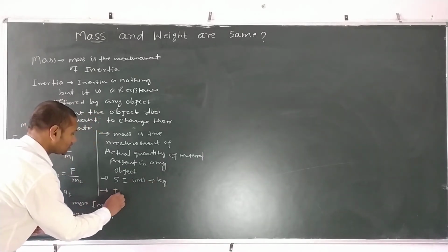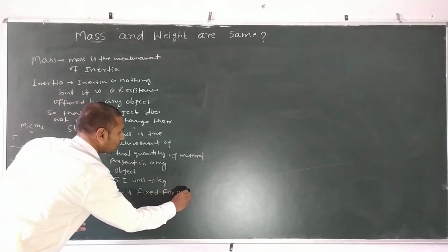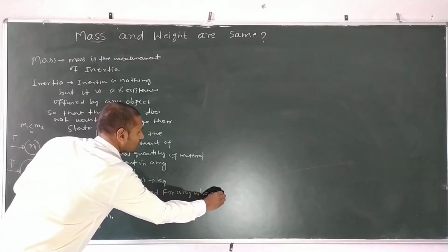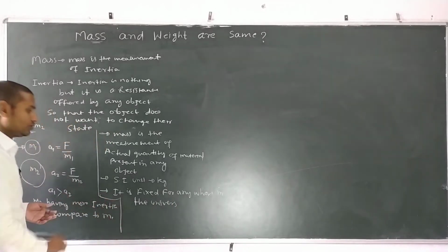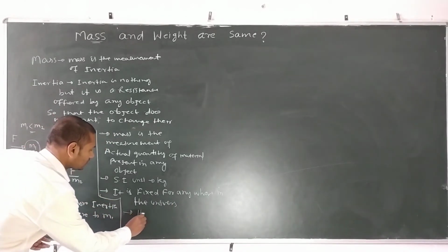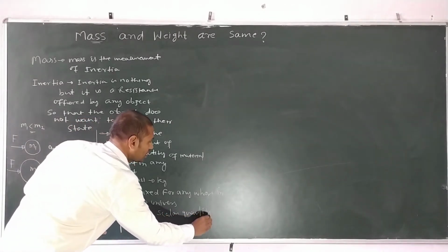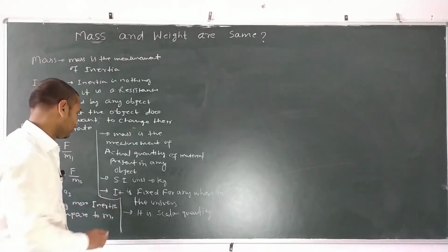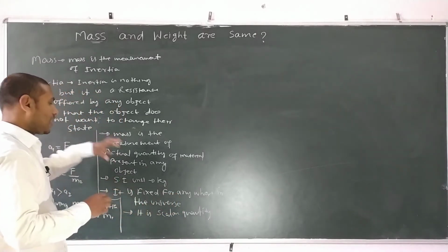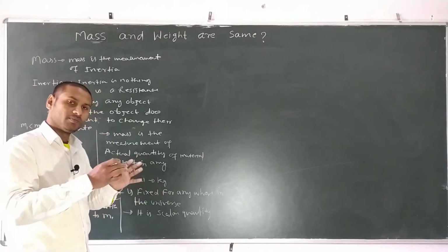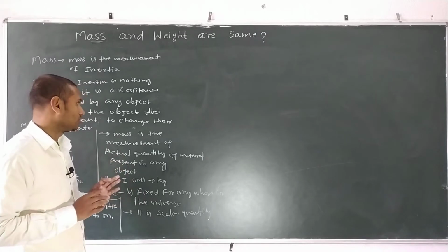It is fixed anywhere in the universe. It is a scalar quantity. It does not have any direction, so it is a scalar quantity. It is fixed anywhere in the universe. Wherever you put it, if you put an object on the moon, the mass of the object on the moon is the same as the mass of that object on the earth.